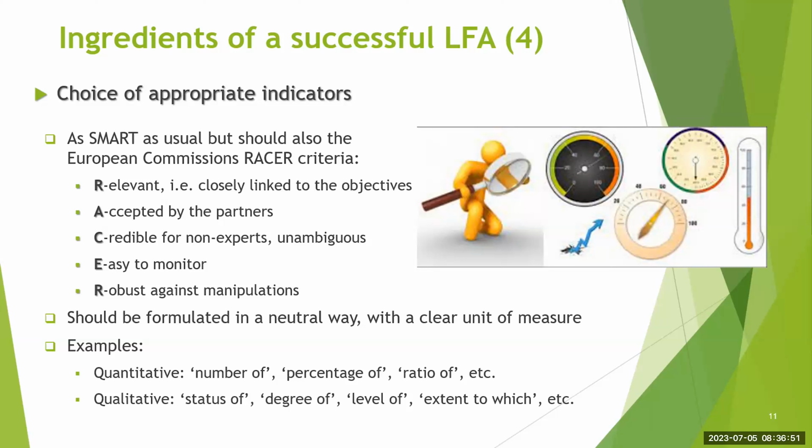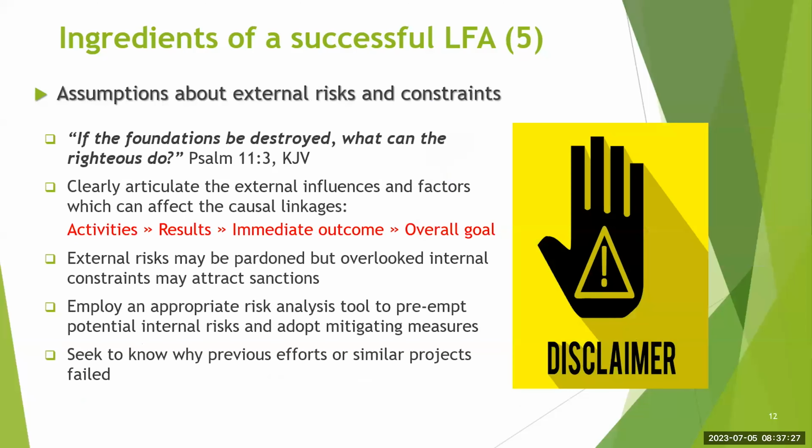It shouldn't take so much effort to show the relationship between the indicator and the outcome we are looking for. It should be easy to monitor, and then it should be robust against manipulation so that people will not just be doing whatever they want. When it comes to indicators, they find ways of cooking them. It should be stated in a neutral way, with a clear unit of measure. If it is quantitative, for example, maybe the number of, or the percentage of, the ratio of, etc. And for qualitative indicators, you might want to give the status of, the degree of, the level of, or the extent to which. These are ways of stating the indicators.